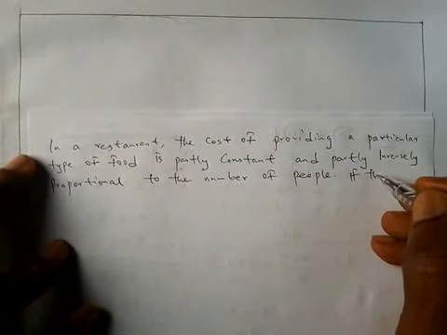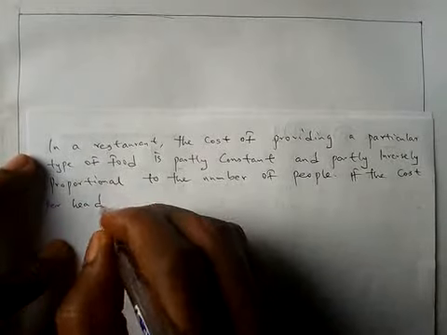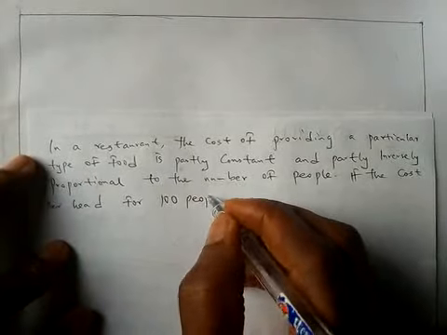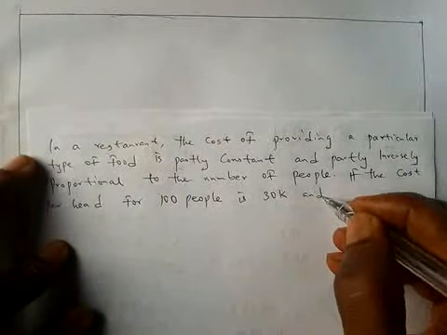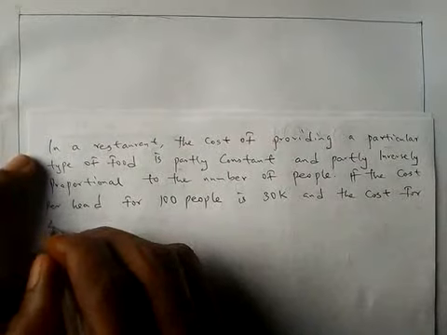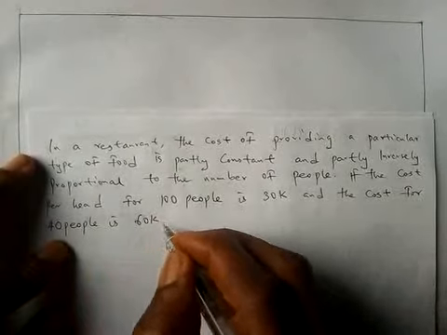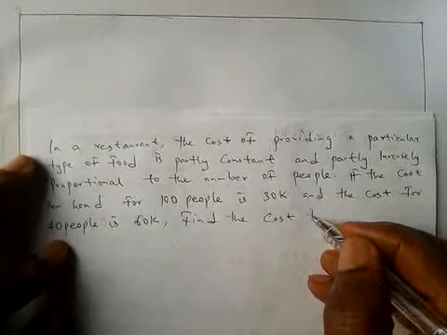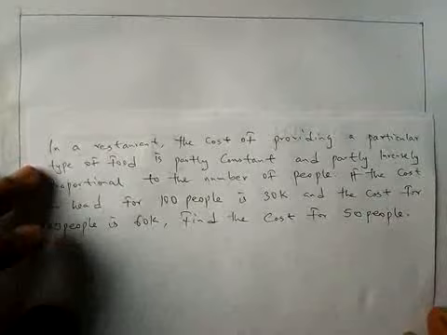Okay, if the cost per head for 100 people is 30k and the cost for 40 people is 60k, find the cost for 50 people.